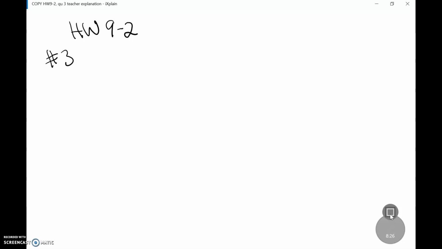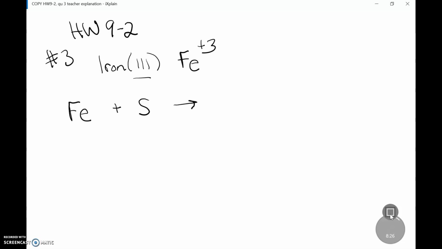So with any stoichiometric calculation, we have to write out the reactants and products, and we also have to balance it. So we're given iron 3 sulfide. Keep in mind that the 3 here is referring to the charge on iron. It's not referring to the subscript or the coefficient necessarily, but rather that charge. So when we go to write our balanced equation, we're going to write iron plus sulfur yields iron 3 sulfide.